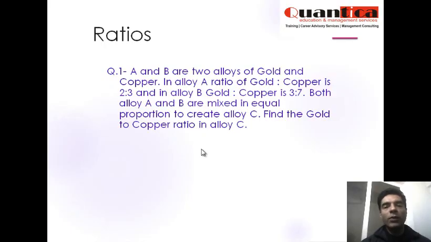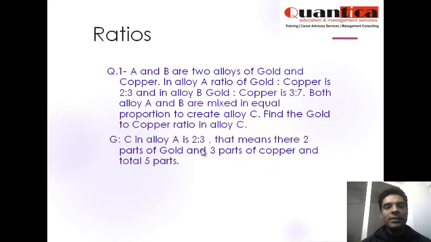So it is important for you to understand that both alloy A and B are mixed in equal proportion. So equal quantities of both A and B are getting mixed. There are different ways of doing this. The easiest way: if you look at alloy A, it contains gold to copper in 2:3 ratio, which means there are 2 parts of gold and 3 parts of copper. That means there are a total of 5 parts, out of which 2 is gold and 3 is copper.